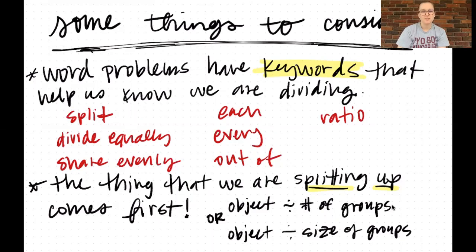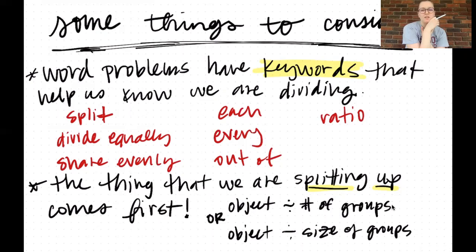The other thing that I want us to think about is that whatever we're splitting up comes first. So if I'm splitting up a pie, the pie is the number that is going to come first. That object, or the pie, is what's coming first in this first part where it says object.